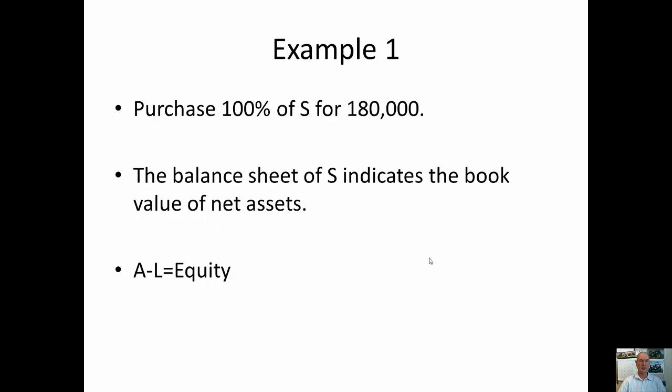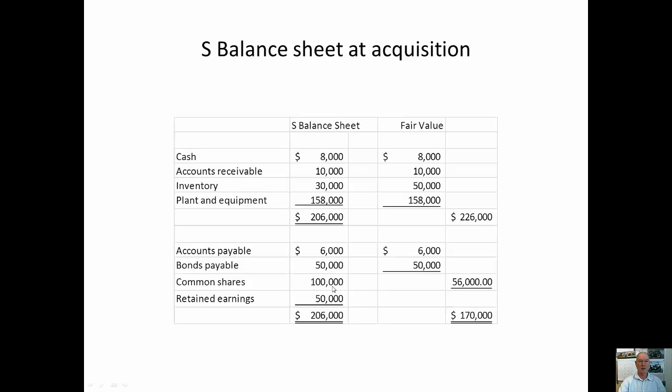So our easy example to start with is buying this subsidiary for $180,000. Remember, assets minus liabilities equals equity. So when we move to the balance sheet here, you'll see that the balance sheet at acquisition has assets of 206, less liabilities of 56, leaves 150 in equity.